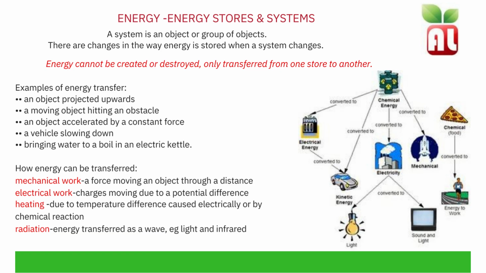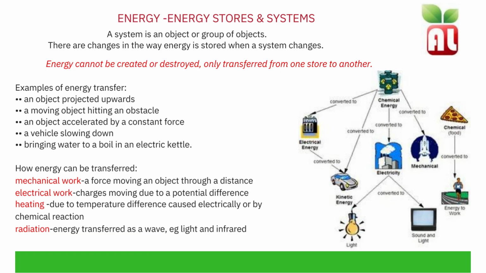Examples of the energy stores can be summarized by the mnemonic LEG TO NECK. L for light energy, E for electrical energy, G gravitational potential energy, T thermal energy or heat energy, N nuclear energy, E elastic potential energy, C chemical energy, and K kinetic energy.